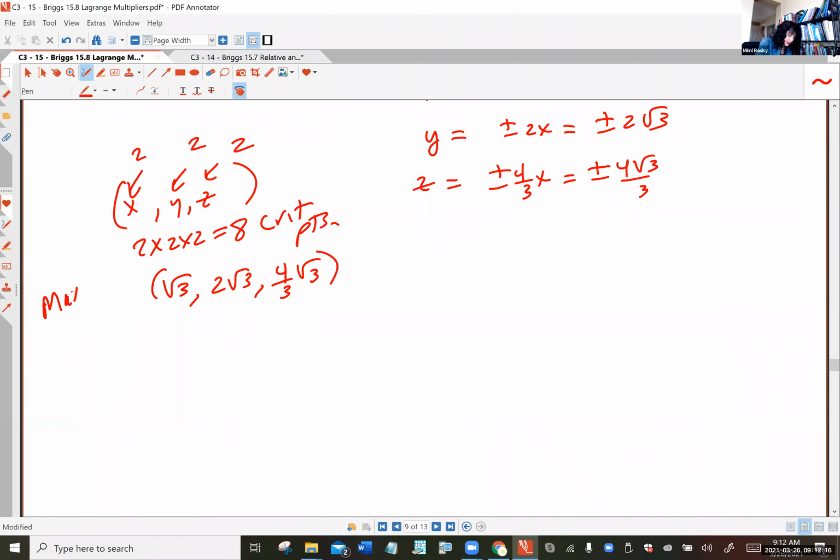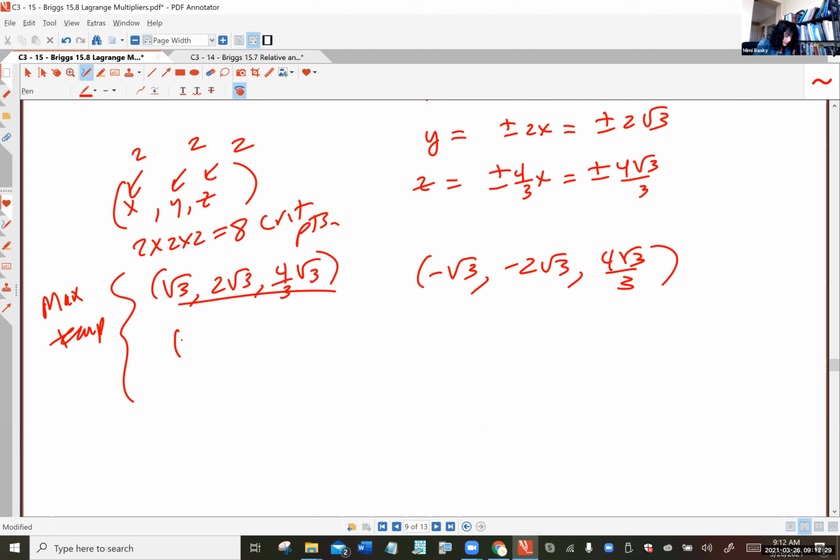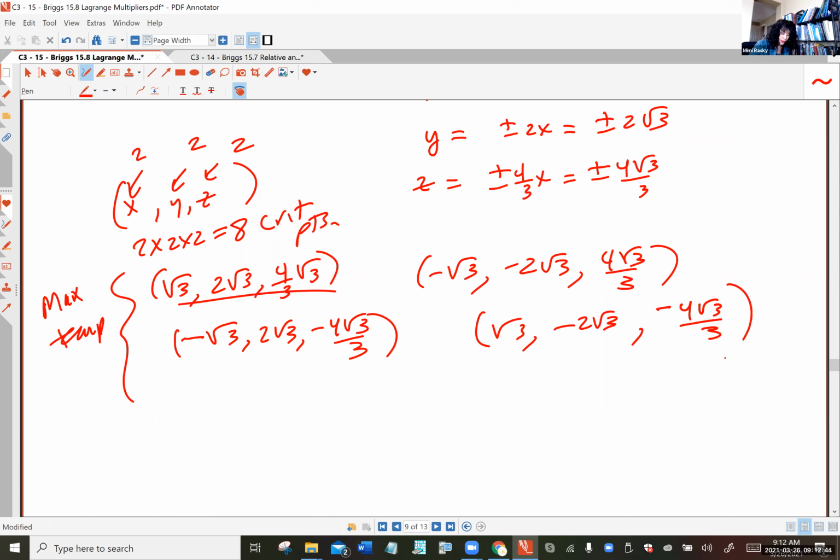So watch closely here how I divvy them up. I claim that a max temp will be obtained when everybody's positive. Okay. Two of the guys are negative and the other guy is positive. That will be happening where x and y are negative. And how about if we have only x and z be negative, but y is positive? And how about where x is positive, but y and z are negative? All four of those will maximize the temp.